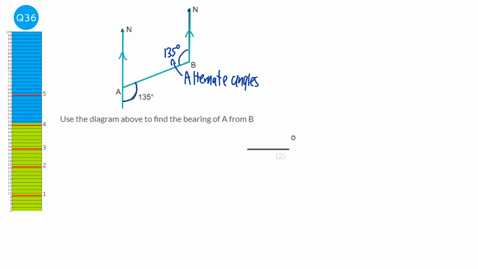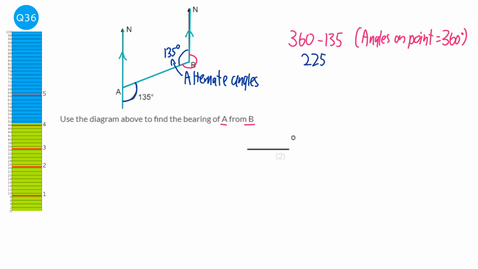And we know also that angles on a point add up to 360. So this red angle represents the bearing of A from B. To find this angle, what we're going to do is just 360 take away 135. And the reason for that is angles on a point equal 360 degrees. And when we work that out, we get the answer of 225. So our bearing is 225 degrees.